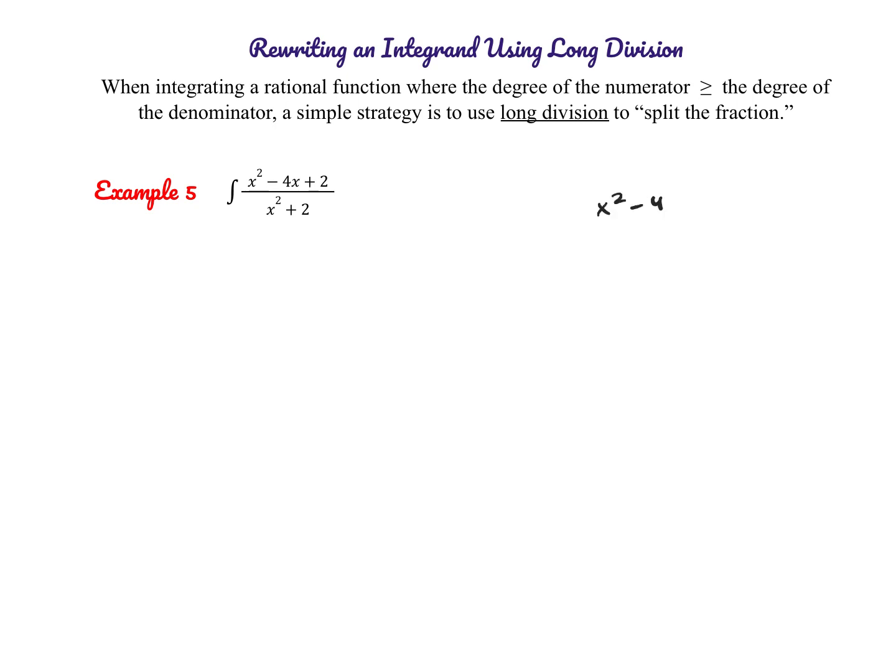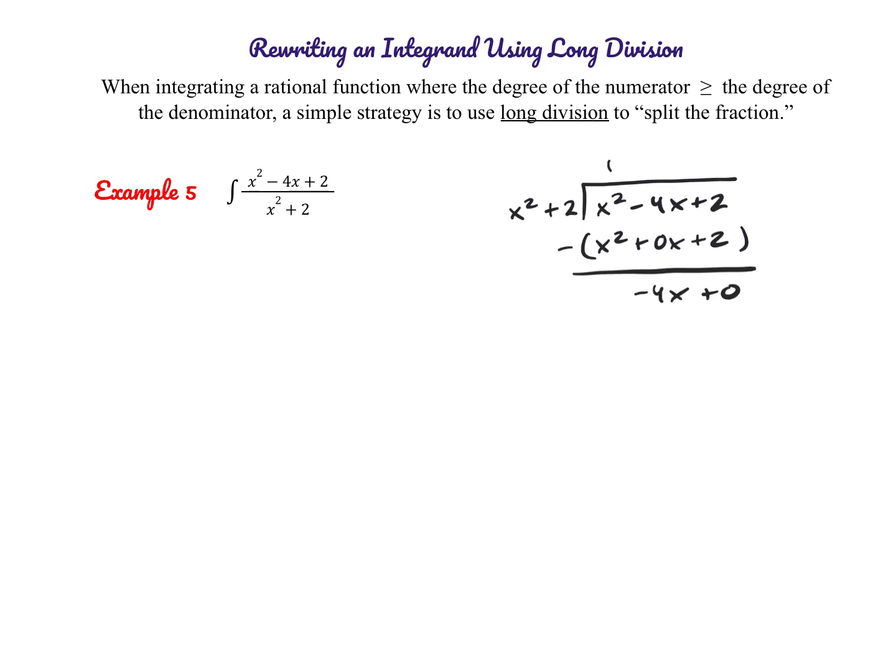So we have x squared minus 4x plus 2 divided by x squared plus 2. It's 2, and then we're going to subtract, and then this gives us plus 0 here. So we could rewrite this as the integral of 1, and then we can say plus, and then we have our remainder over our divisor.